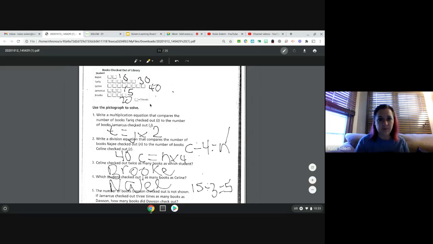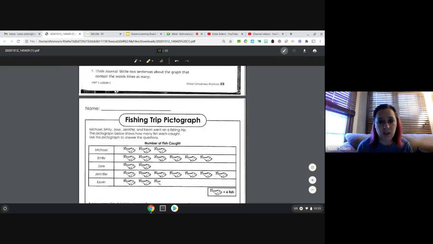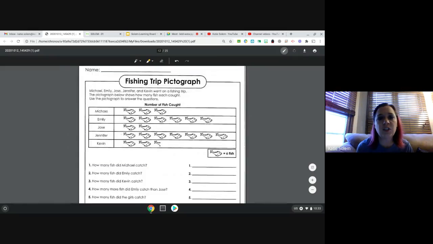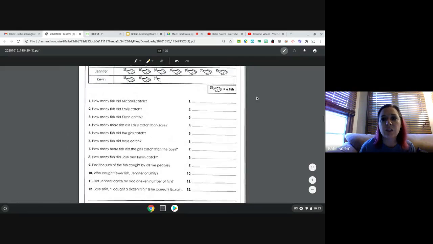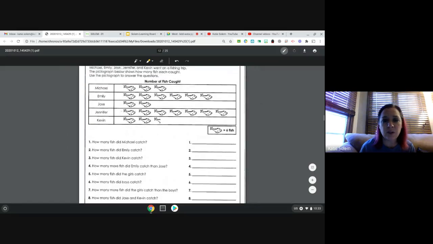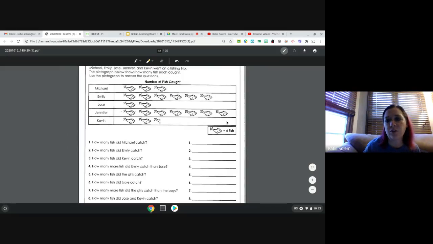Now, on the next page, it says fishing trip pictograph. Michael, Emily, Jose, Jennifer, and Kevin went on a fishing trip. The pictograph below shows how many fish each caught. Use the pictograph to answer the questions. So the important thing to think of on this one, there's 2 things I want to show you. First of all, there is a key down here that says that each picture of a fish actually stands for 6 fish.